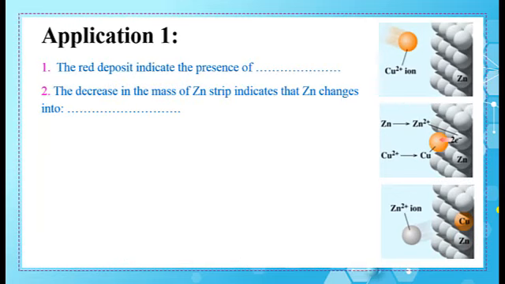The red deposit indicates the presence of Cu. Since Cu2+ plus the electrons lost from Zn will form Cu. The decrease in the mass of the Zn strip indicates that Zn changes into Zn2+. As we said, Zn will change into Zn2+ and go to the solution.